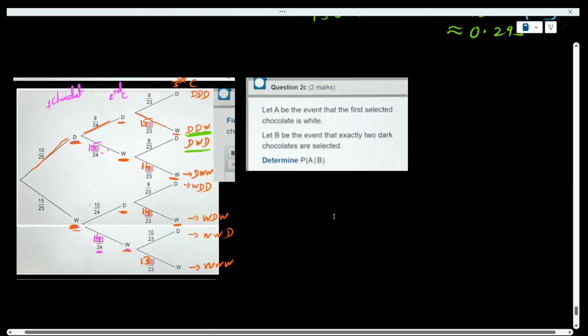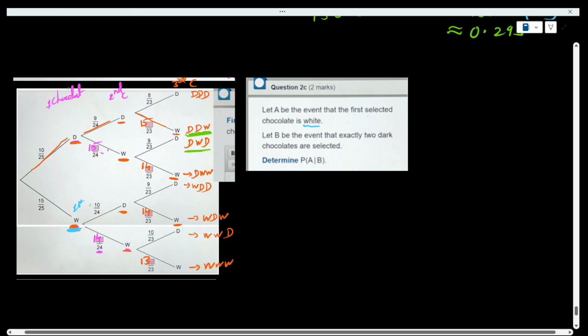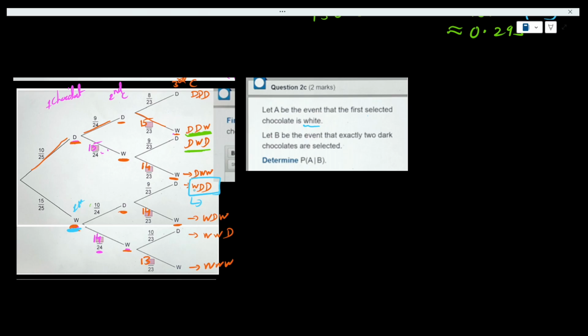Now, what is given in the third part here? Let A be the event that first selected chocolate is white. That means my first chocolate is white here, and then B be the event exactly two dark chocolates are selected. That means first one is going to be white, so this case is true, right? So first is white and the other two are exactly dark chocolate. Now here, it's a given that the first one, there is a condition, and here if you will see this symbol, this is also for the conditional probability.